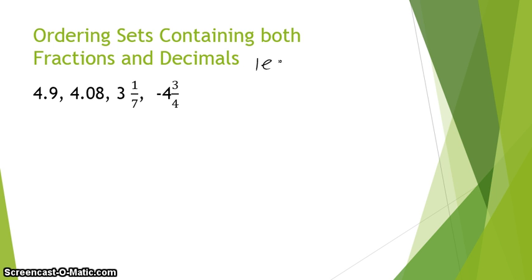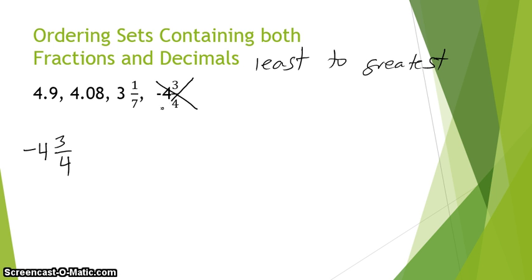So if I'm going from least to greatest, the first number I'm going to use is negative 4 and 3 over 4, and I'm done with it. I know that that's the smallest one because it's negative. Then I have 3 and some change, 4 and some change, and 4 and some change. So what is my next smallest number? It's going to be the one that has a 3. So 3 and 1/7. And then I just have to compare 4.9 and 4.08.